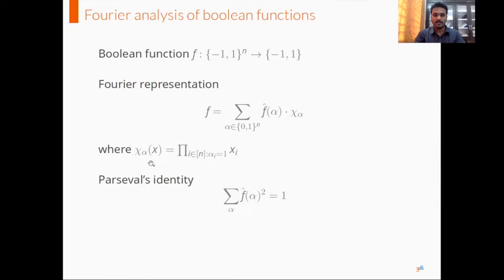So for each alpha in {0,1}^n, this chi alpha is defined as the product of the x_i's for those i where alpha is 1. These Fourier coefficients satisfy this nice property that when you square them and sum them, they add up to 1.